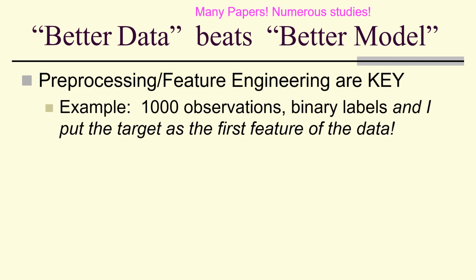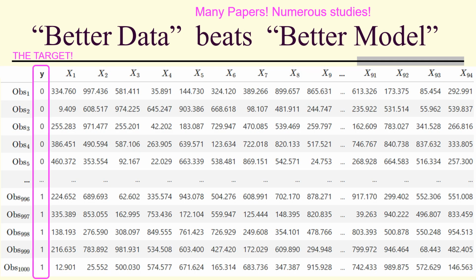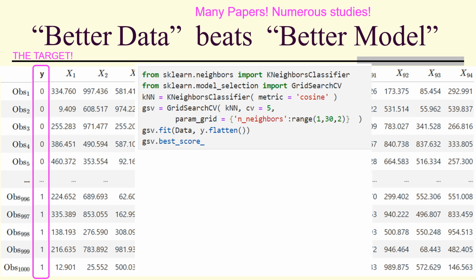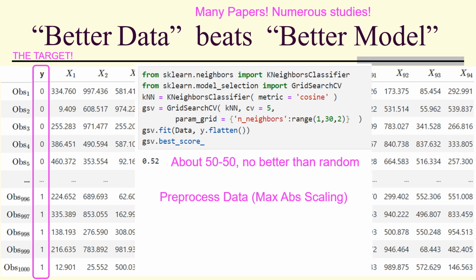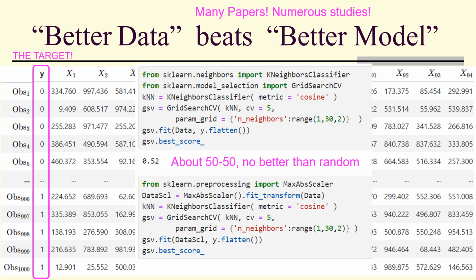For example, 1,000 observations, binary labels, and I'm going to put the target as the first feature in the data. As you see here, the target's the first feature. But when I do my k-neighbors classifier with the original data, my best score is 50-50, about half, no better than random. But if I pre-process the data and then do the exact same model, which I've done here, then my score is perfect.